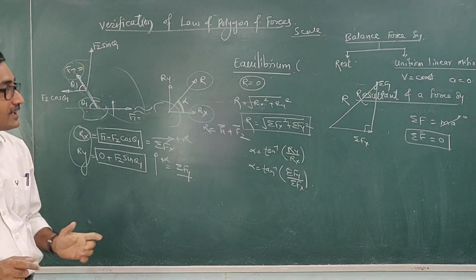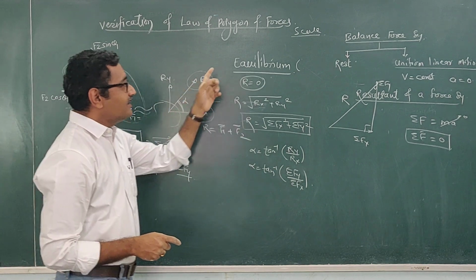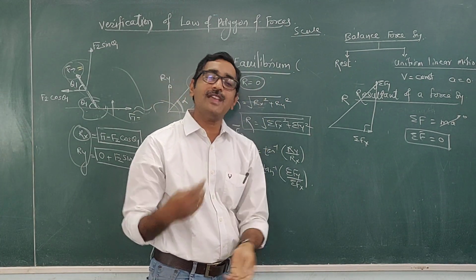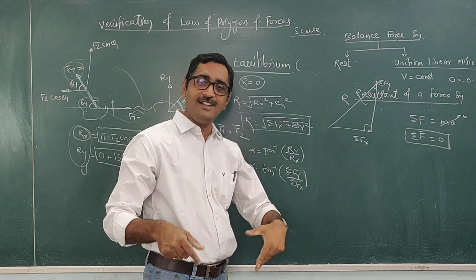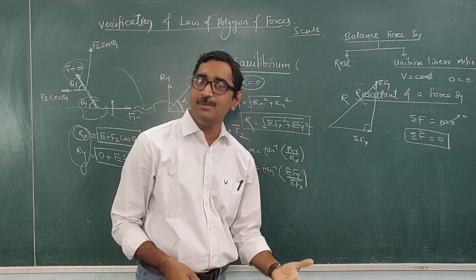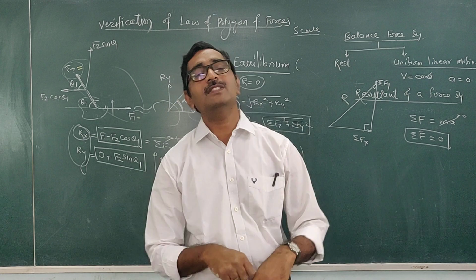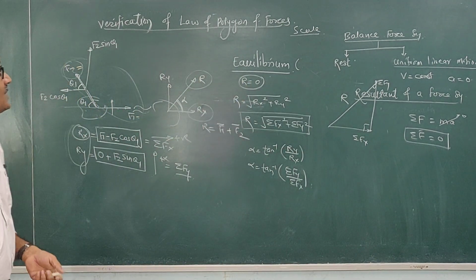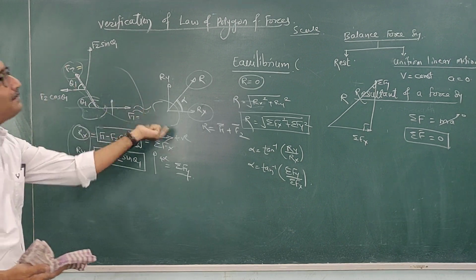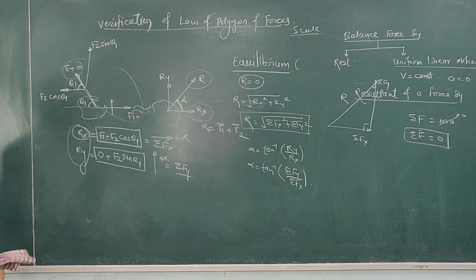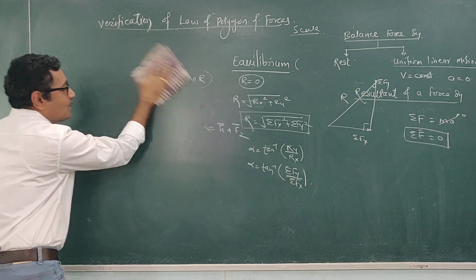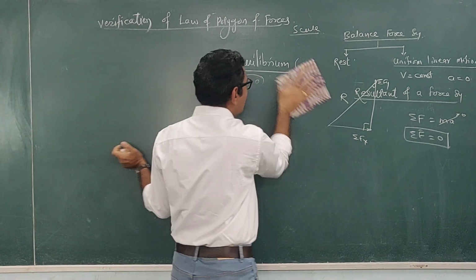So remember, for a concurrent force system in equilibrium, its resultant force is 0, and vice versa. When the resultant is 0, the force system is in equilibrium, or if it is in equilibrium, the resultant force is equal to 0. This is all about the basic things which are required for the law of polygonal forces. Now we have to verify the law of polygonal forces.